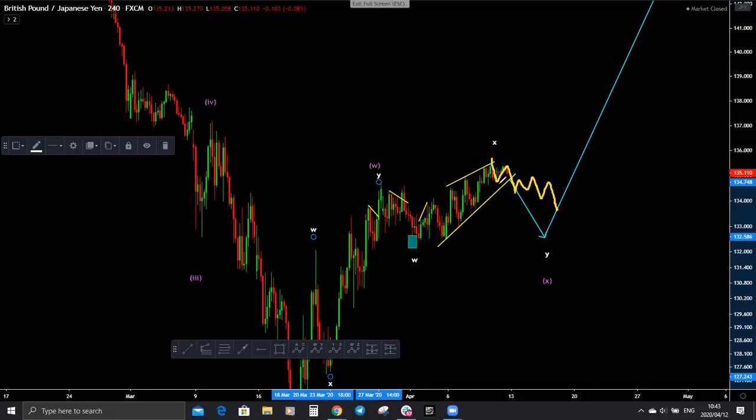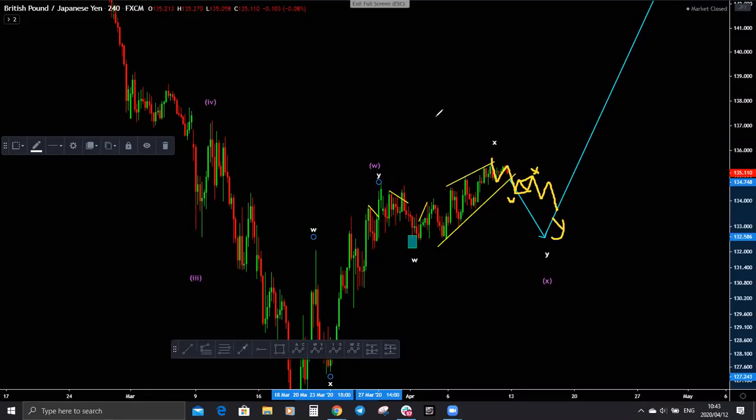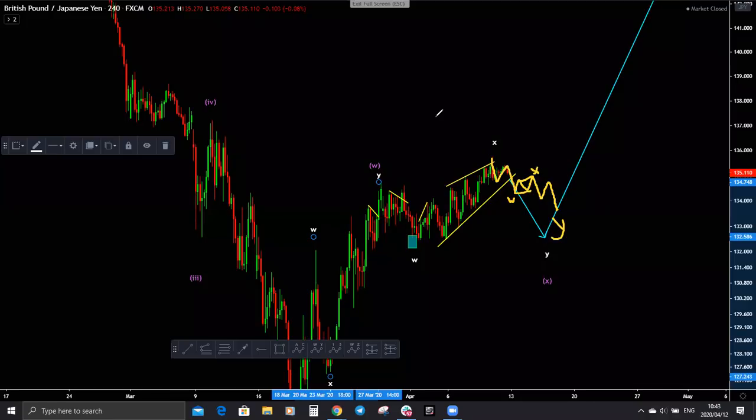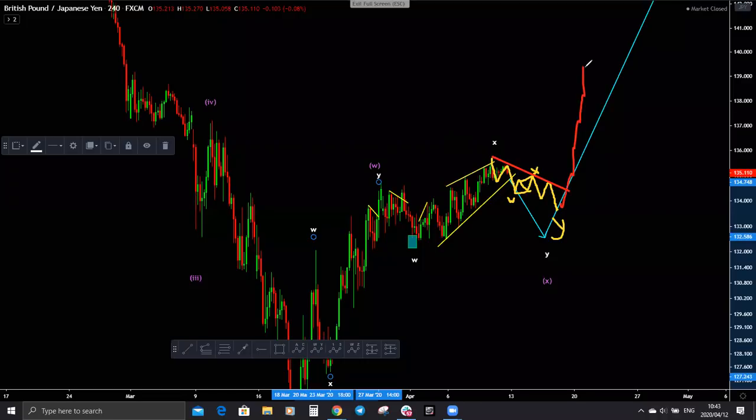a clear corrective structure. What you see there is 3 waves first to the downside, X and a Y. This will be a corrective structure. If this is a corrective structure and it plays out, then you can ride onto this all the way to the upside as forecasted on the weekly chart.